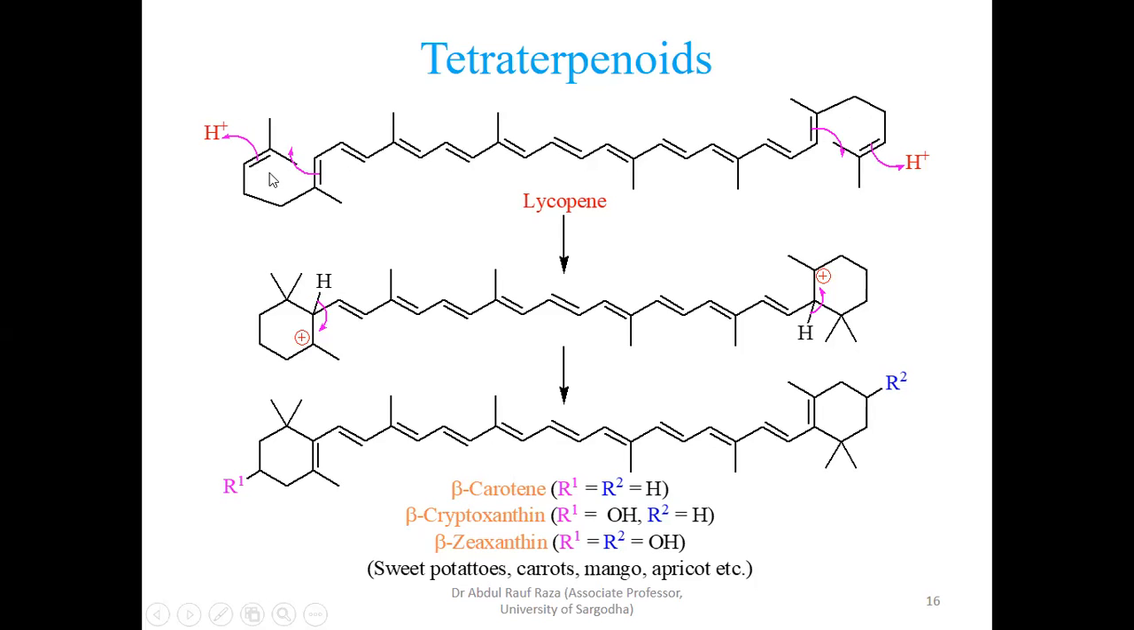Anyhow, this positive charge takes the pi electrons and adds to this carbon-carbon double bond, generating a positive charge here. If it adds here, it shall generate a tertiary carbocation; if it adds here, it shall give a secondary carbocation. Secondary is less stable, tertiary is more stable. That's why it shall add here, generating this positive charge. This pi electron transfers, resulting in a carbon-carbon bond formation between this carbon and that carbon, generating a 6-membered ring, and a positive charge is created.